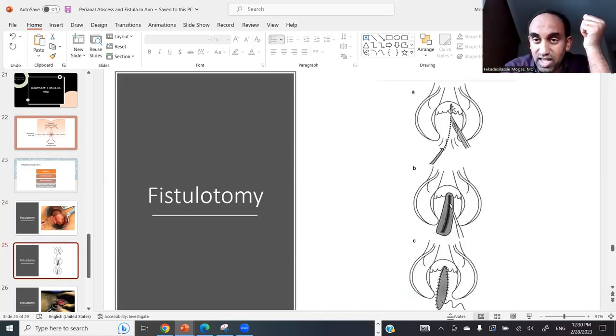So this is what happens. You see, the internal opening is here. The metal tip is here. The other metal tip is here. So you cut and connect these two openings. Then finally the metal comes out, because you have already opened up the tract.